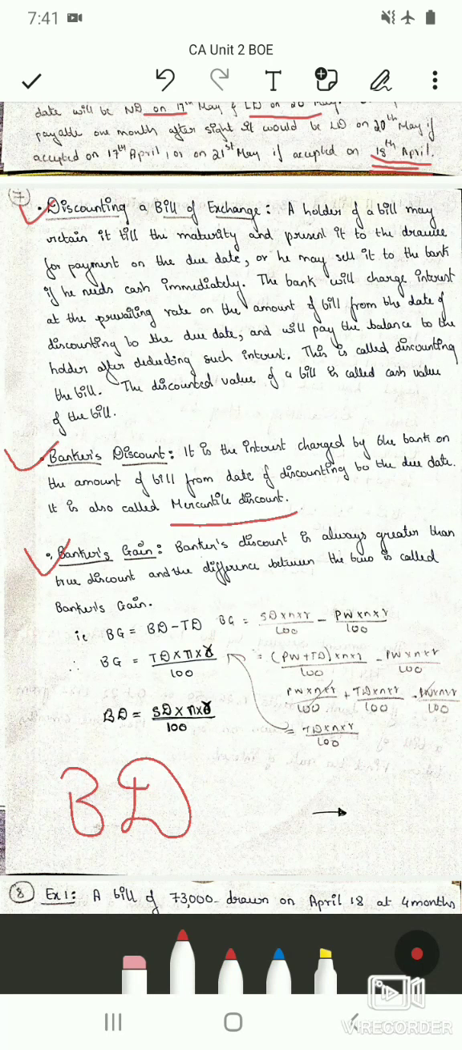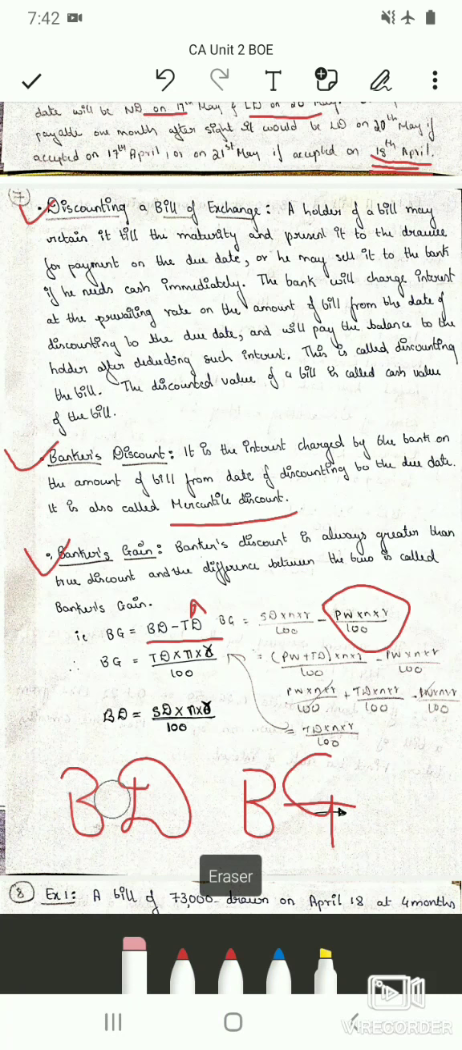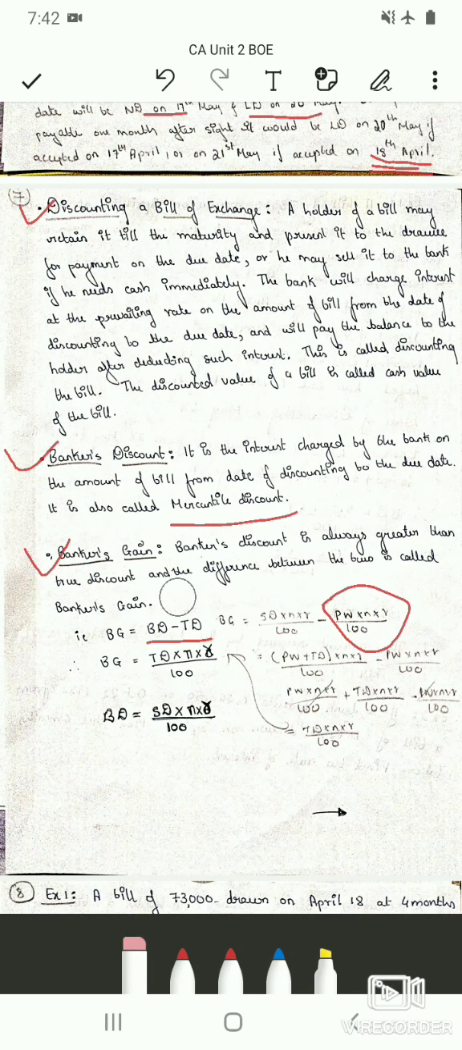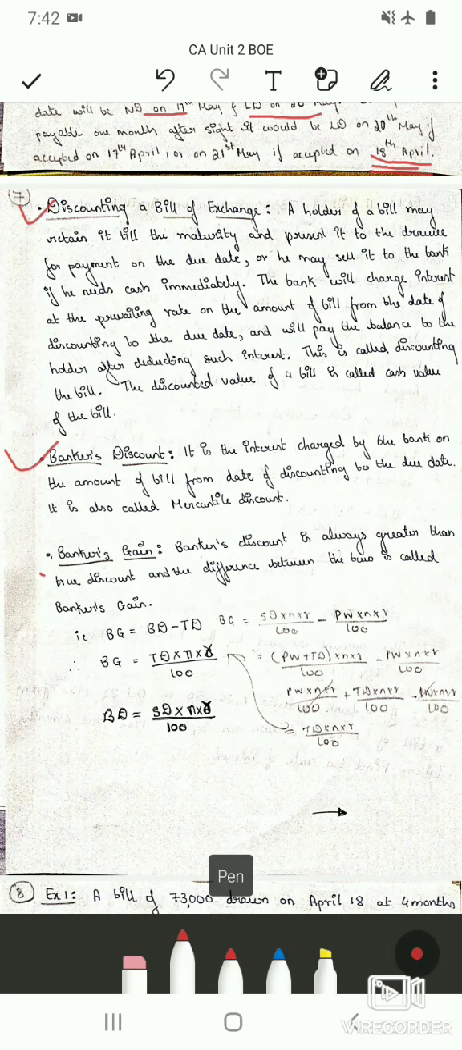What is banker's gain? It is denoted as BG. Banker's discount is always greater than true discount, and the difference between the two is called banker's gain. So what is banker's gain? It is the difference between banker's discount and true discount. So what is true discount? If you remember, it is the interest charged on the present worth. So this is the formula for true discount, if you remember. Now banker's gain is the difference between banker's discount and true discount.